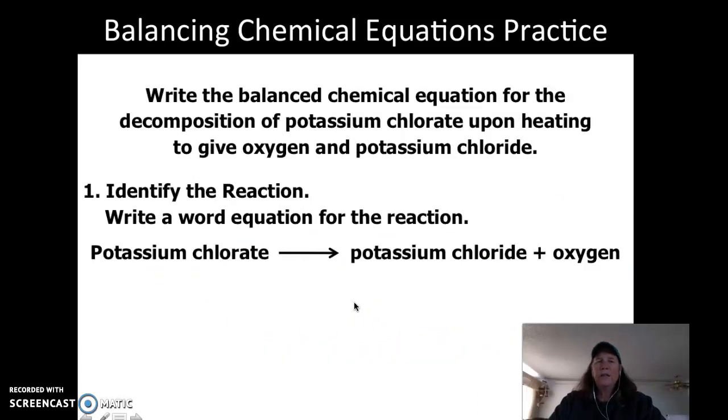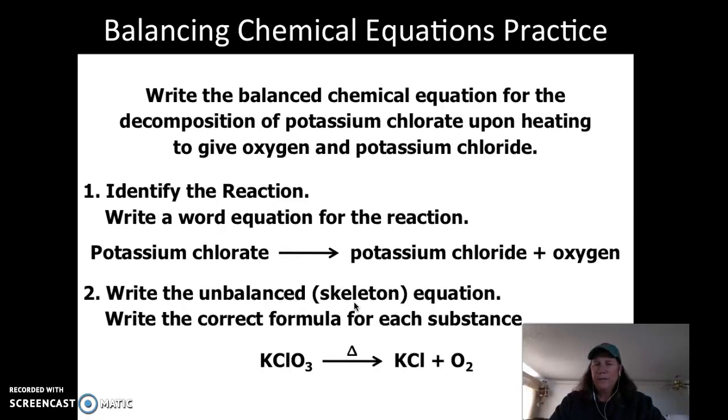Okay? Here's another one. Potassium chlorate yields potassium chloride and oxygen. So this is what it's going to look like. This is potassium chlorate, and this is potassium chloride, and this is oxygen. Again, potassium's K, chlorine is Cl, 1 and 1. Chlorate is ClO3 and it's a -1, and potassium is +1. So I wrote everything out right.